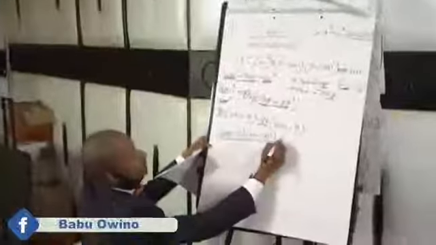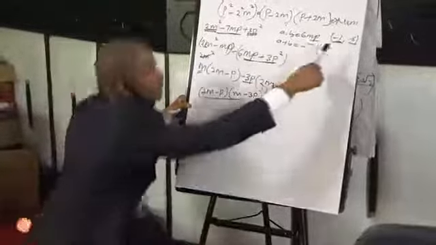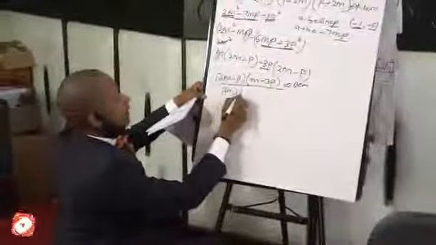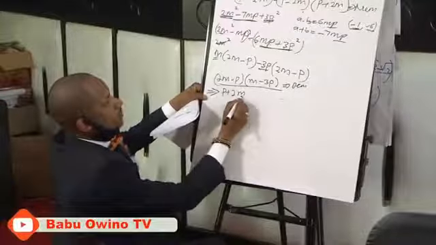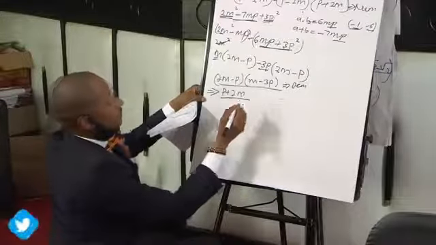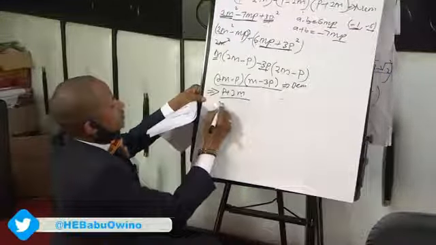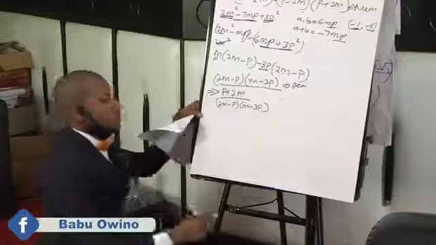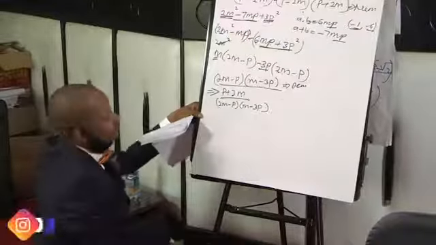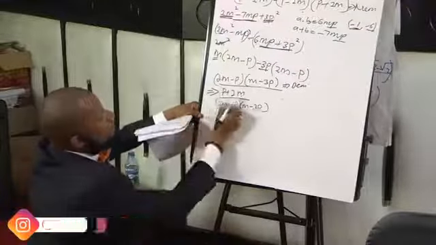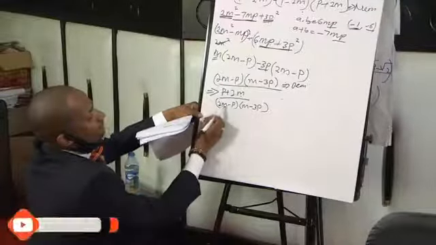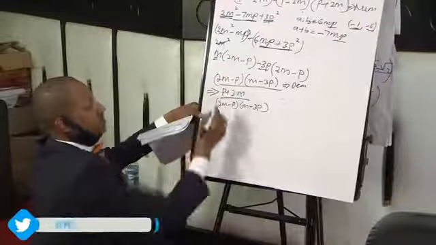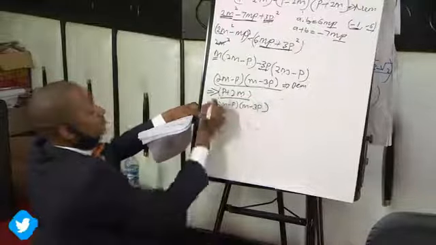This is the denominator. So remember our numerator is p plus 2m, p plus 2m, divided by our denominator, which is 2m minus p into m minus 3p. From this, we want to simplify further. So how do we simplify it? We have p plus 2m, but here we have 2m minus p. So we can make this be equal to this by simply multiplying by minus 1.